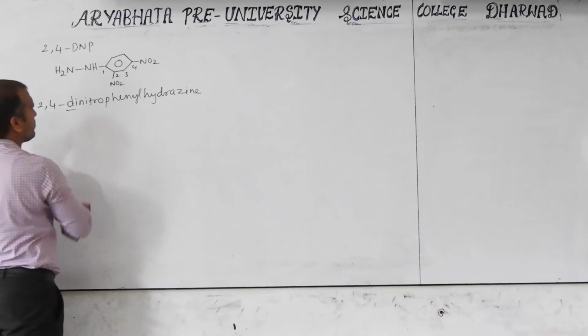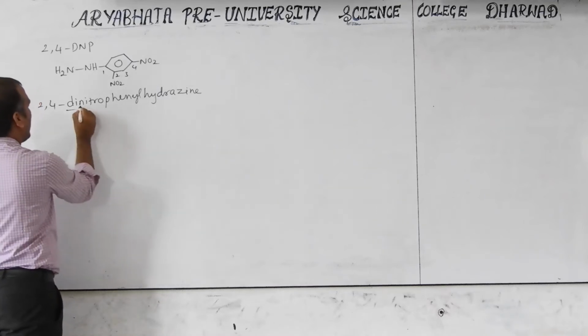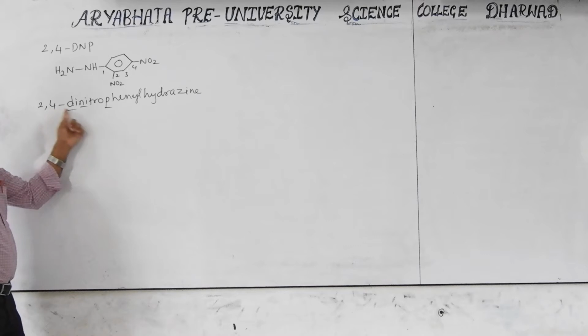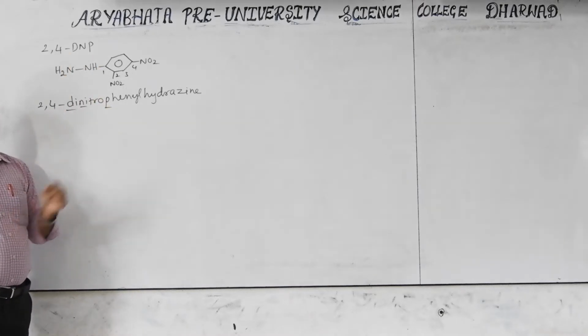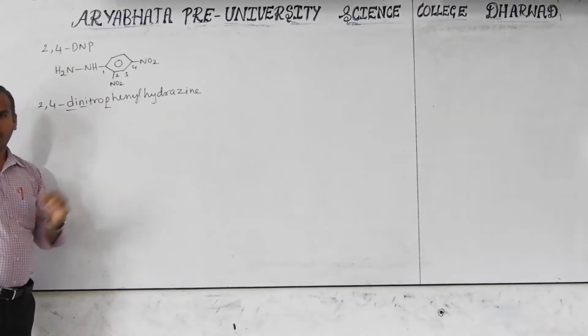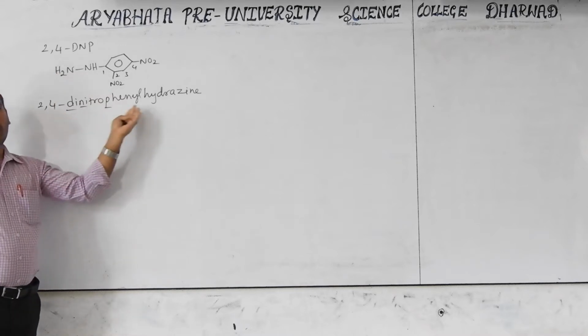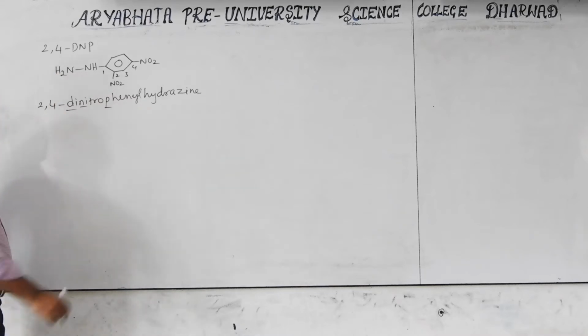Then this is called hydrazine. 2,4-dinitrophenylhydrazine, 2,4-DNP. DNP is the shortcut name. Otherwise, we have to write the total name, 2,4-dinitrophenylhydrazine.